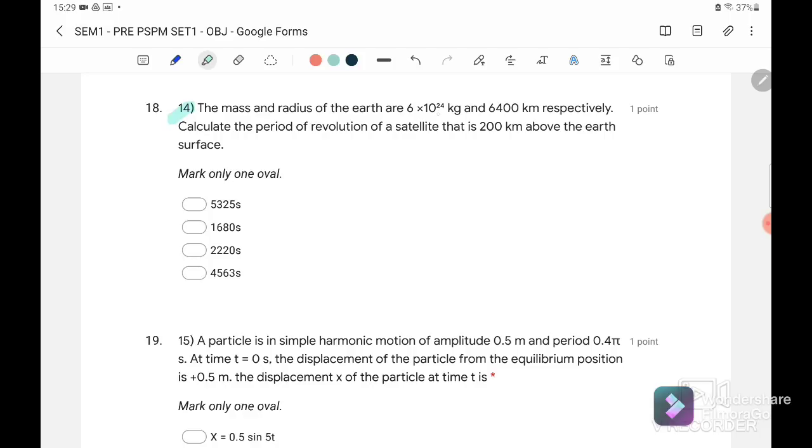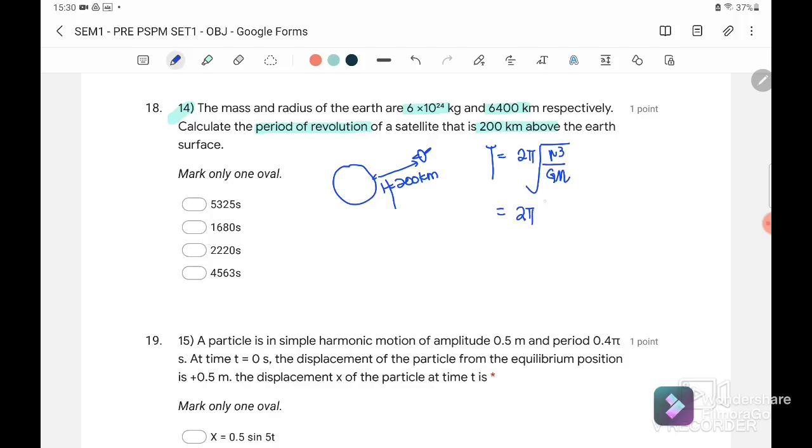Question number 14. The mass and the radius of the Earth is 6 exponent 24 and 6,400 kilometers respectively. Calculate the period of revolution of a satellite that is 200 km above the Earth's surface. So here, this is the satellite, and the satellite is at 200 kilometers above the surface. Our period for the satellite is equal to 2 pi square root r cubed over GM.